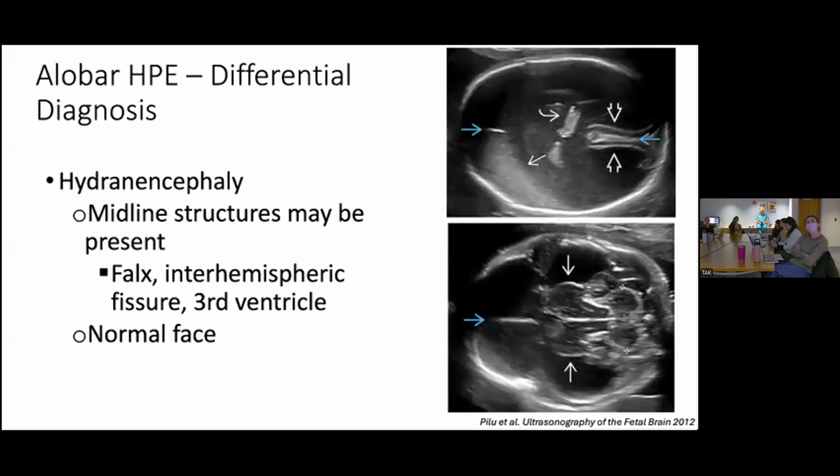In terms of the differential diagnosis, in alobar holoprosencephaly, where there is a single ventricular cavity and absent midline structures, the main differential is hydranencephaly. Alobar holoprosencephaly has the large ventricular cavity and has a similar appearance to that of hydranencephaly. However, in this anomaly, some midline structures are present. Here, these are pictures of hydranencephaly, and you can see the midline structures here, which we do not see with alobar holoprosencephaly.